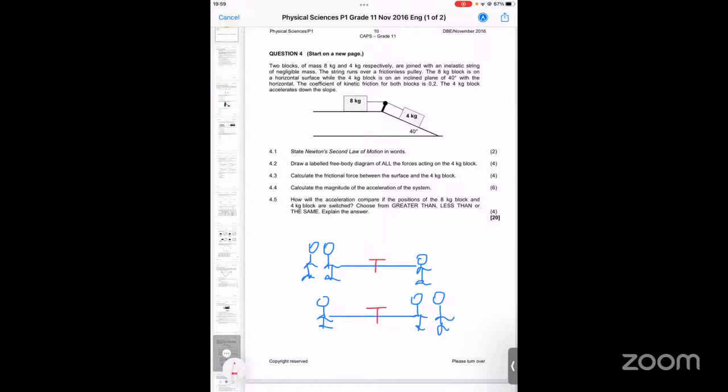So will it then remain the same? Yes, it will remain the same because it is still being pulled by the same number of people. So it will experience the same pain. Whether you swap or not, it makes no difference. Unless you make changes to the mass, then it might experience more pain.